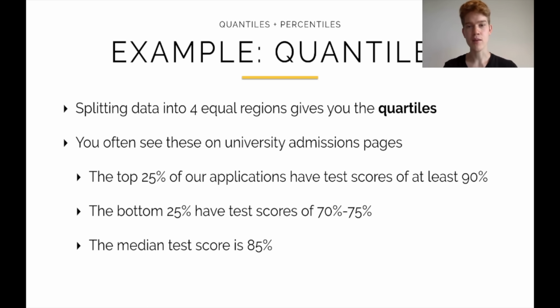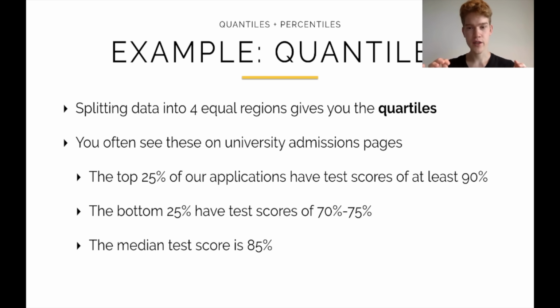And so this is something that you would probably often see on university admissions pages or something like that. And they say the top 25% of our applicants have at least a test score of like 90% or something, and then they would say the bottom 25% of our applicants or our admitted students have a test score that is 70% or 75% or something like that. And then the median test score is 85%. So that's how you would go about quartiles: you would have the lower 25%, the middle 25 to 50, then you've got the 50 to 75, and then you've got the top 25%, so the 75% to 100.